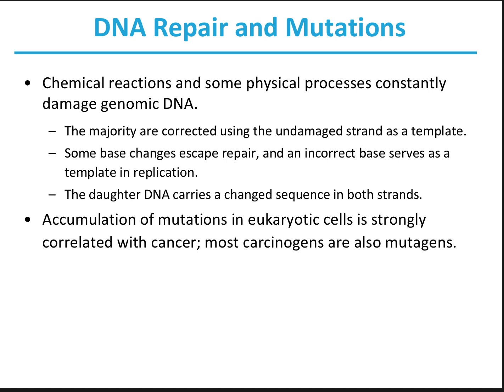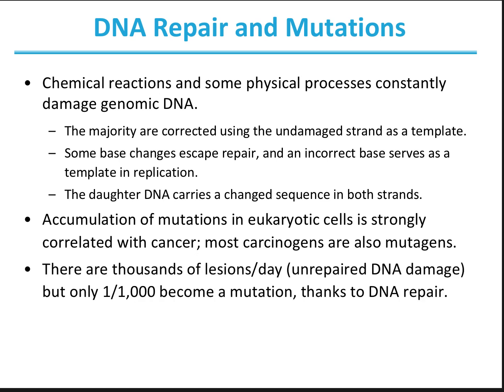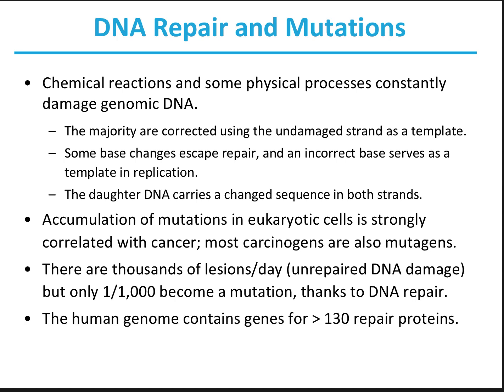Accumulation of mutations in eukaryotic cells is strongly correlated with cancer, and we know that most carcinogens are also mutagens. When we look at DNA replication and DNA metabolism, there are thousands of lesions that occur every day. But ultimately, only 1 in about 1,000 becomes a mutation, because of successful repair through these DNA repair mechanisms. The human genome contains genes for more than 130 repair proteins. This large number of proteins dedicated to a process really highlights its importance.